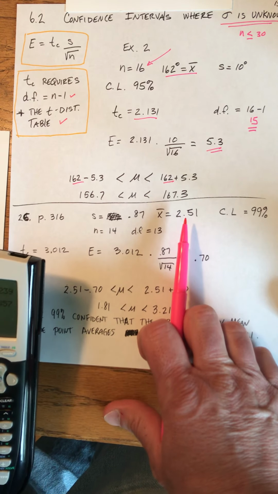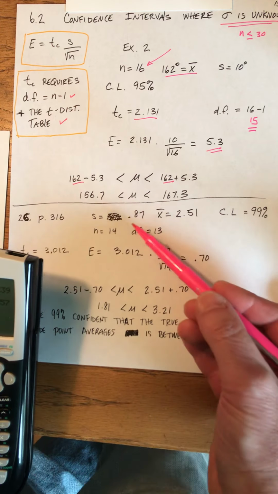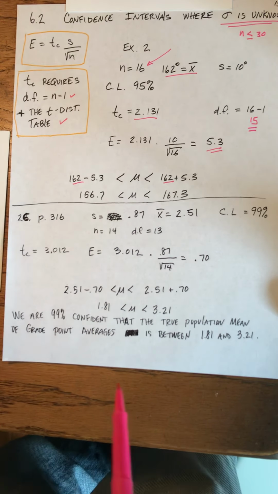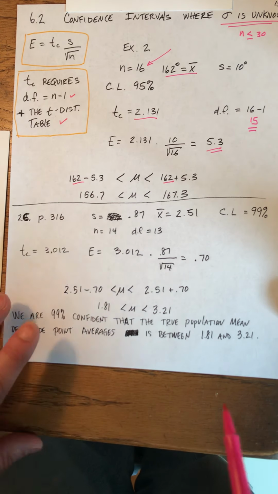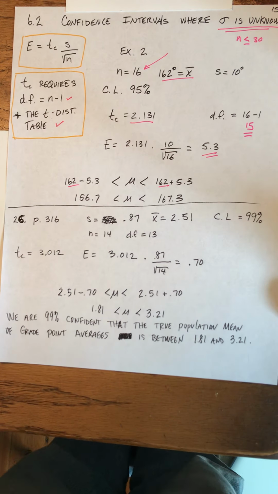Now if I didn't have that, I'd have to add up those 14 numbers and divide by 14. I'd have to use the standard deviation formula on page 312 in order to find the standard deviation. But if you have this calculator, how nice is that? It does all that work for you.